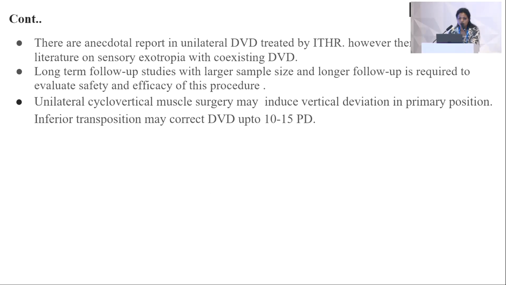There are anecdotal reports on unilateral DVD treated by inferior transposition of horizontal recti. However, there is positive literature on sensory exotropia with coexisting DVD. Long-term follow-up studies with the larger sample size and longer follow-up is required to evaluate safety and efficacy of this procedure. And unilateral cyclovertical muscle surgery may induce vertical deviation in primary position.